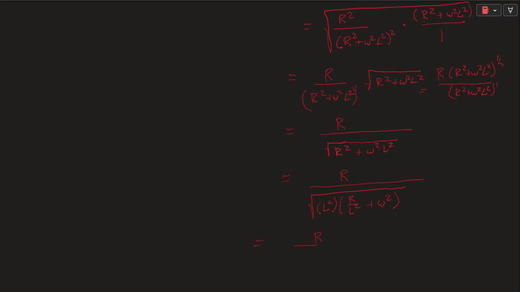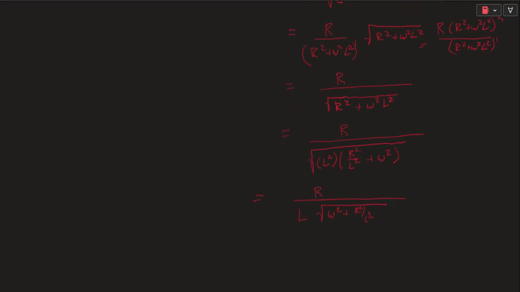So r over L times the square root of omega squared plus r over L squared. It's not supposed to be squared, or the r is supposed to be squared. Yeah, this was squared. And then this r over L right here, I can put those together in the numerator as r over L over the square root of omega squared plus r squared over L squared.